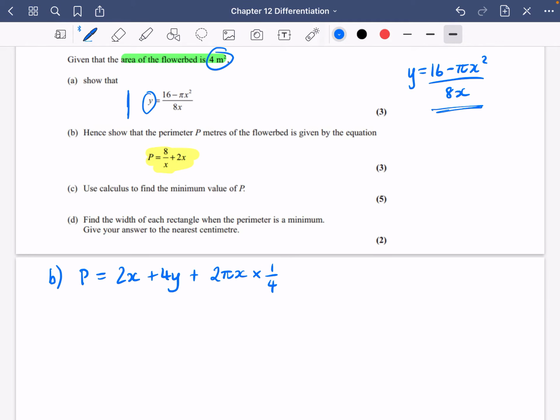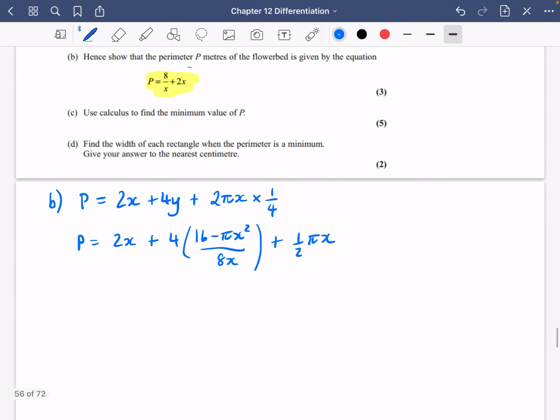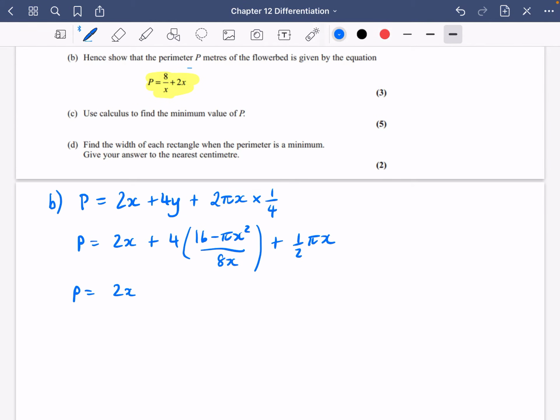We know what y is equal to, so I'm going to sub that in as well. So p is equal to 2x plus 4 multiplied by 16 minus pi x squared over 8x, plus 2 times a quarter is a half, so it's plus a half pi x. Now we're just going to keep working on this expression until it looks like the bit that I've got in yellow. So I'm going to do some cancelling. I can divide the top by 4 and the bottom by 4 so that I get to this expression here. So I have 2x plus 16 minus pi x squared over 2x plus a half pi x.